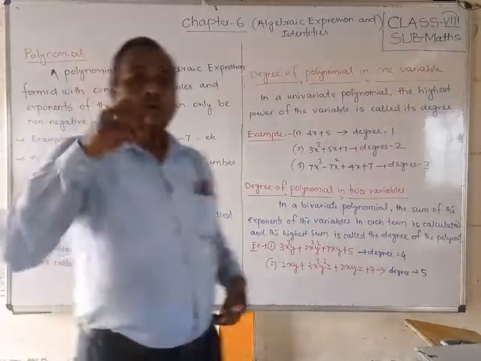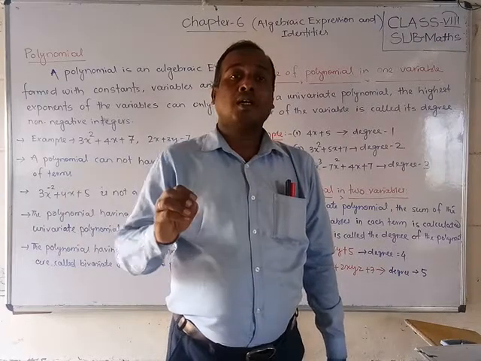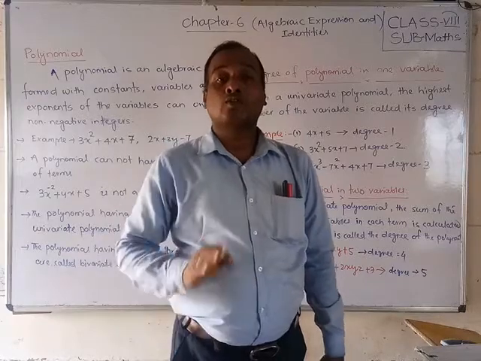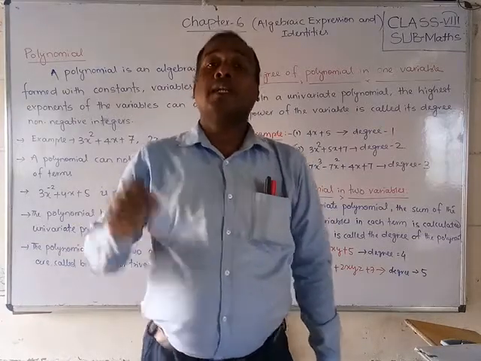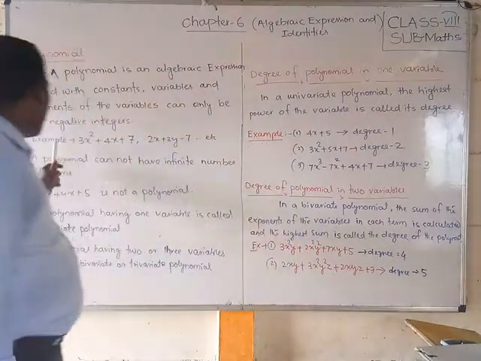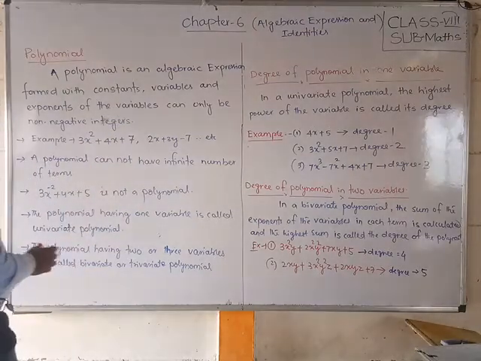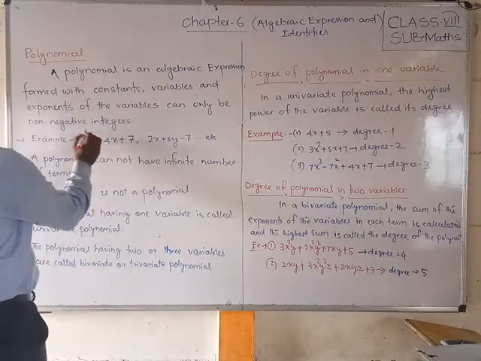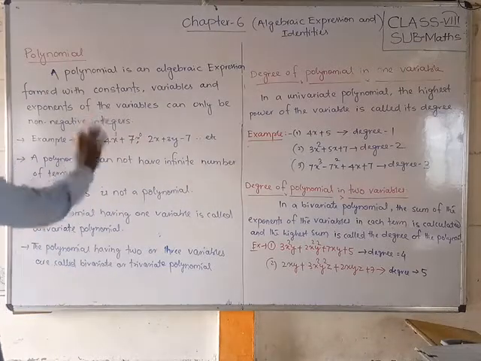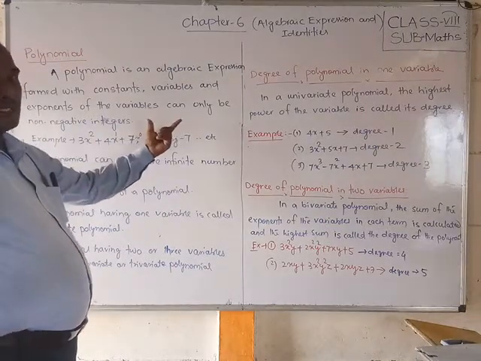That means the exponent of the variable should be a positive integer, it should not be a negative integer. For example, see students, 3x square plus 4x plus 7. What are the exponents? This x has power 2, this x has power 1, and this has power 0. So these are positive integers, positive powers. Here also positive, no negative exponents.